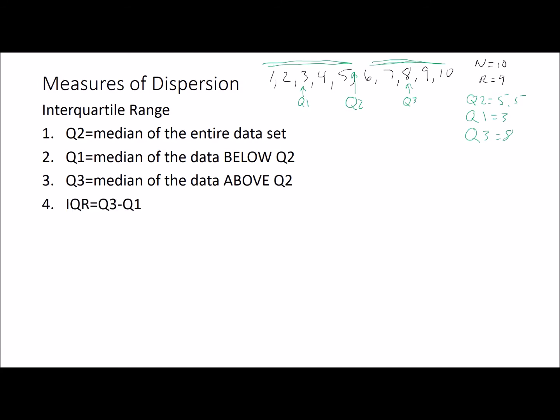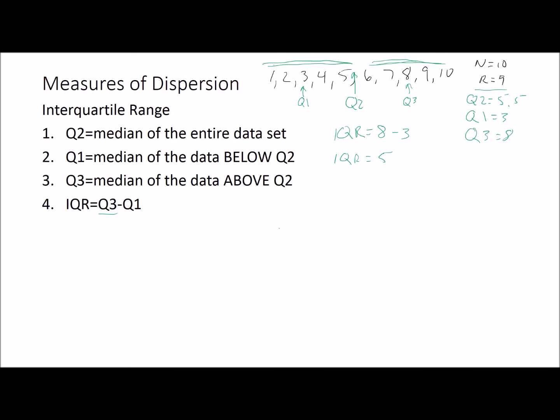So now we have to calculate the interquartile range, which is abbreviated as IQR. The interquartile range equals Q3 minus Q1. So the IQR equals Q3, and Q3 we know is 8, so 8 minus Q1, which is 3. So we have an interquartile range equaling 5. And we had a range before of 9. So this is not ignoring the middle values.